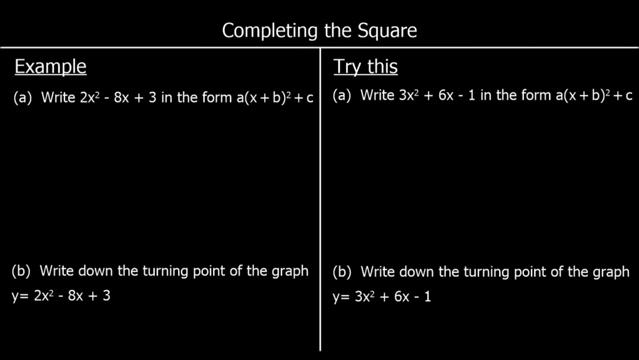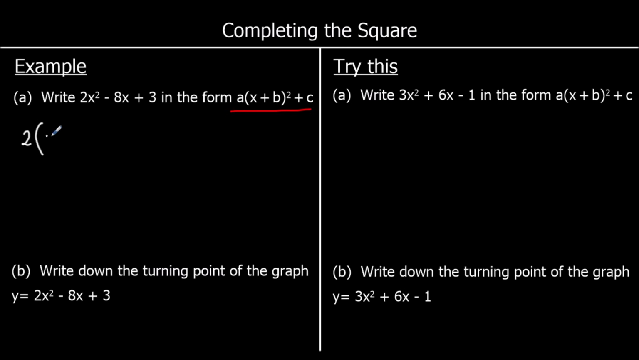This time, in this example, we've got a coefficient of x squared greater than 1. So we haven't got 1x squared. This time we've got 2x squared. And you can see the form we're being asked to put it in is now a times x plus b squared plus c. To do this, what we do is we take 2 out as a first step. So we have a bracket, 2 on the outside. So we're factorizing 2 out of this expression.